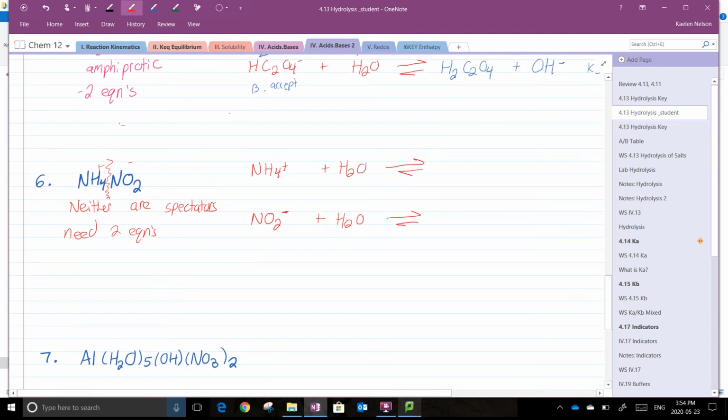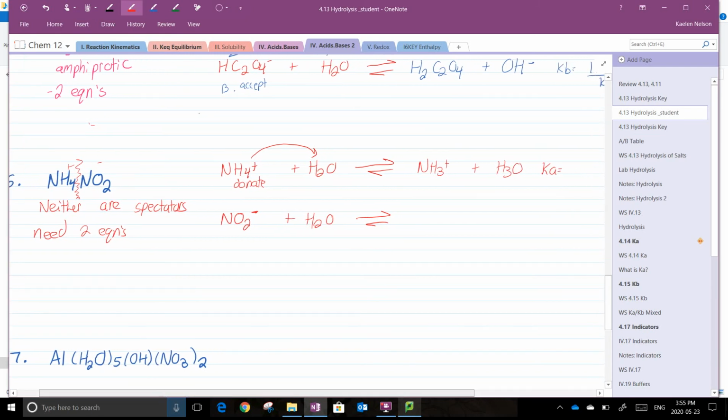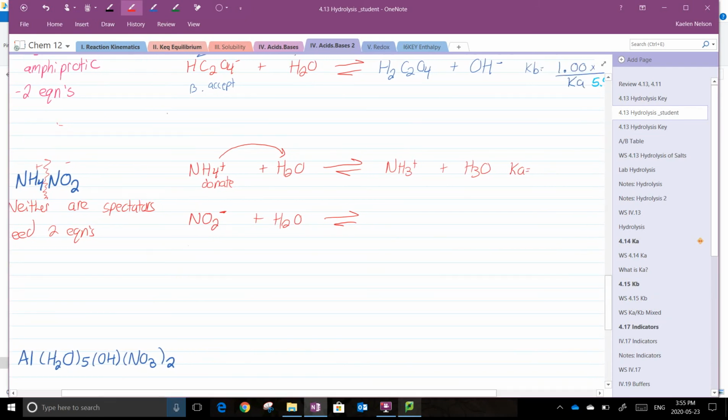So my top equation, NH4 has to donate because it has that extra H plus, so NH3 plus H3O plus. Okay, this tells me I'm going to use a Ka, and I can look that up on my table straight up. And this has to accept, it has no choice, so I'll write my base 1 in blue, this would be HNO2 plus OH minus, and that tells me, oh, I'm going to need a Kb.